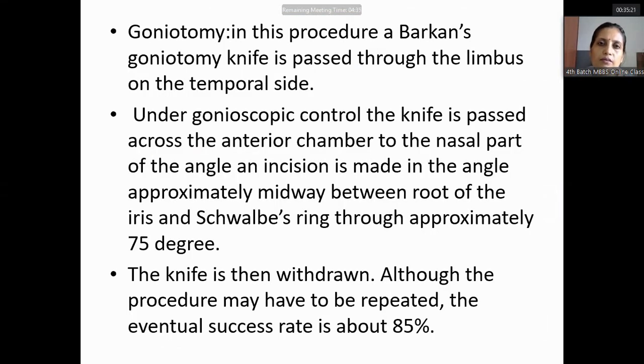So goniotomy, you just do with the Barkan's goniotomy knife. I have told you the Barkan's theory. So he used one knife, the Barkan's knife, which is passed through the limbus at the temporal side. And under gonioscopic control, the knife is passed through the anterior chamber to the nasal part of the angle. An incision is made in the angle approximately at the root of the iris and the Schwalbe line, at about 75 degrees, so that an opening is made. The success rate is eventually 85%, but the cornea must be clear for the goniotomy.